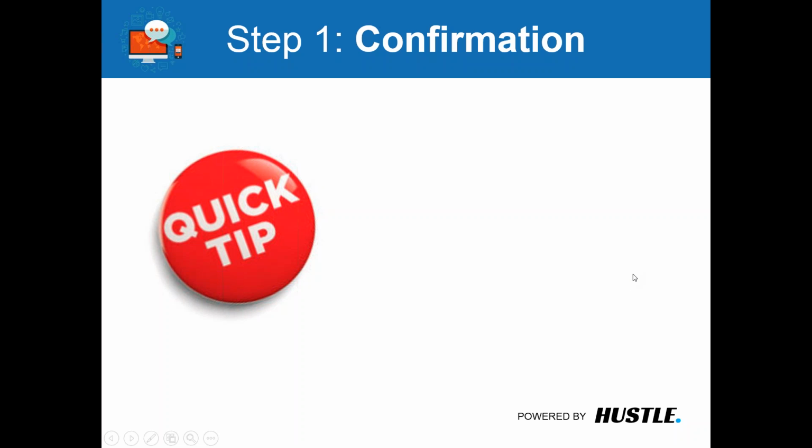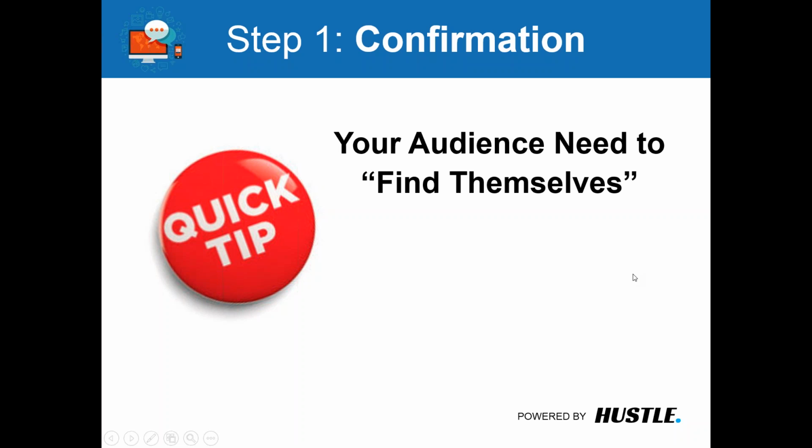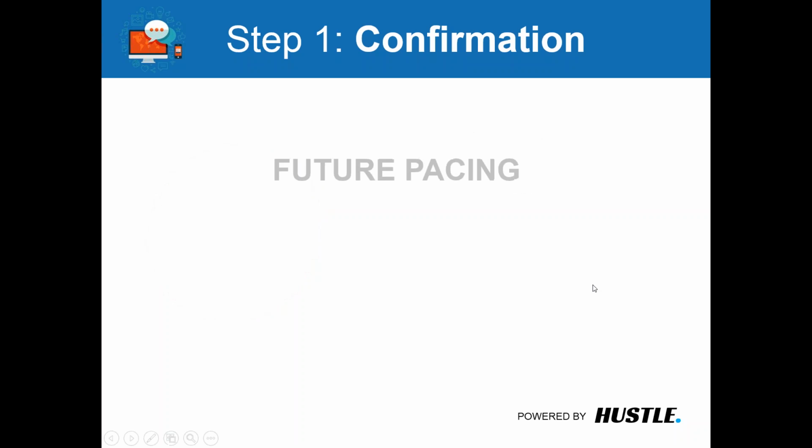Okay, quick tip time. Your audience basically needs to find themselves in this situation or in this section of the confirmation, otherwise they will bounce. They need to be able to find themselves. If they can't identify themselves with what you're saying, they'll just leave. Trust me, I've been there.